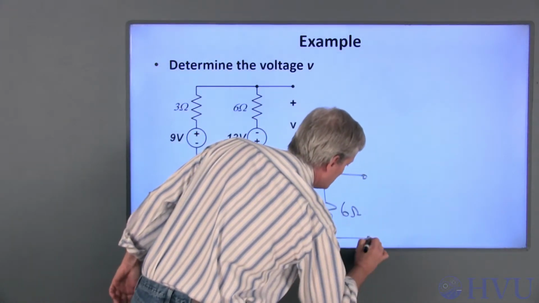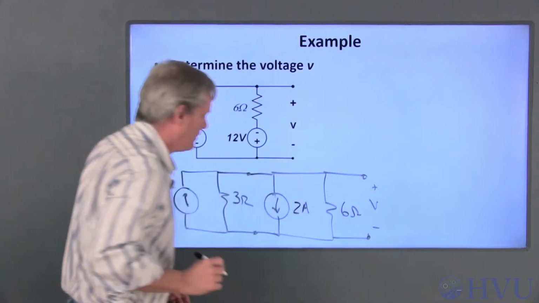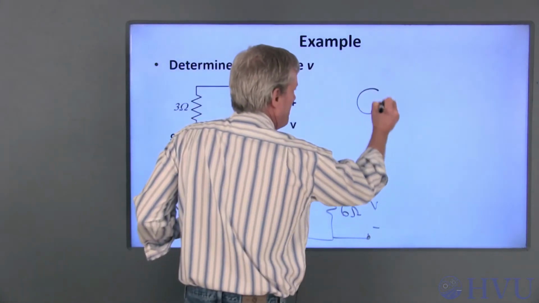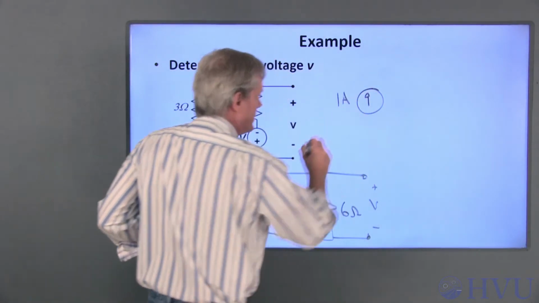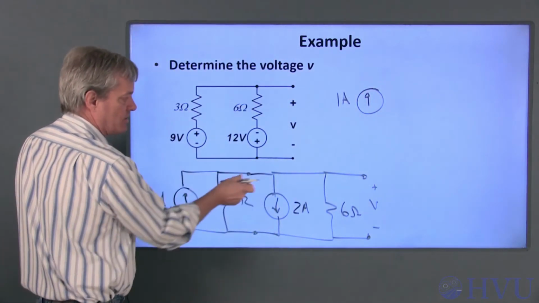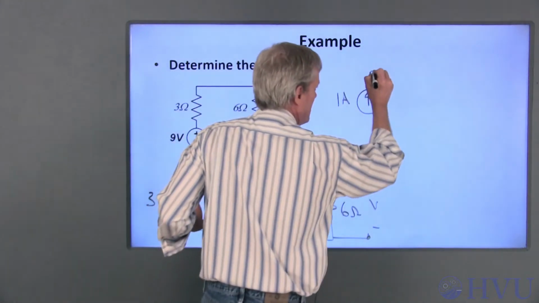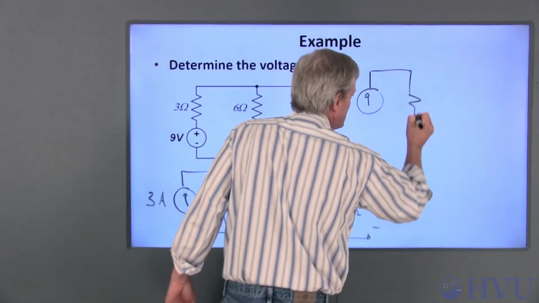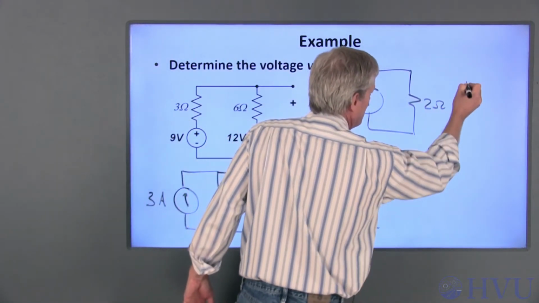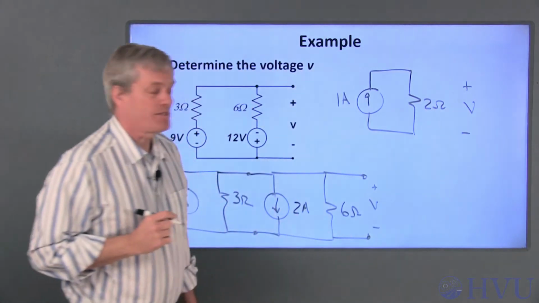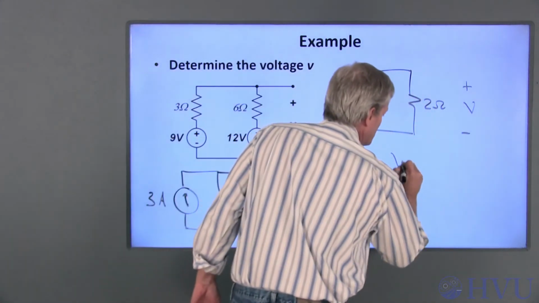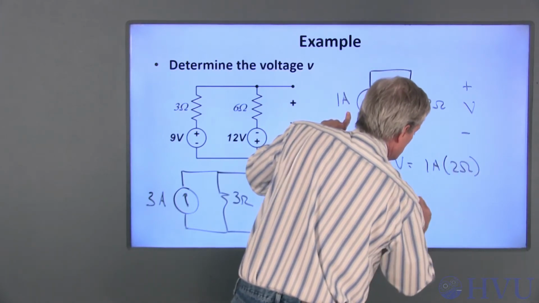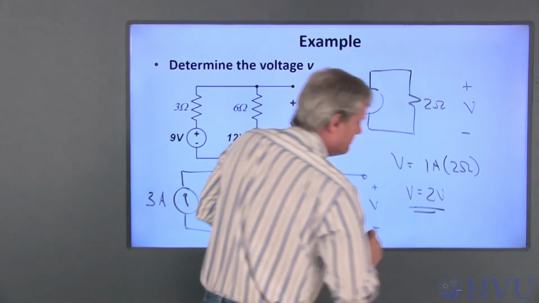And this is the voltage V that we want to find. If I do KCL, the sum of these two currents is 1 amp going in this direction. So 3 amps minus 2 amps is 1 amp going this direction. These two resistors are now in parallel. I can combine those to a single 2 ohm resistor. The voltage that I want is the voltage across that 2 ohm resistor. By Ohm's law, V is equal to 1 amp times 2 ohms. So V is equal to 2 volts.